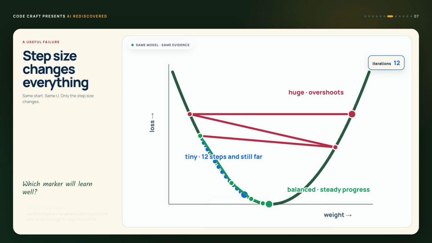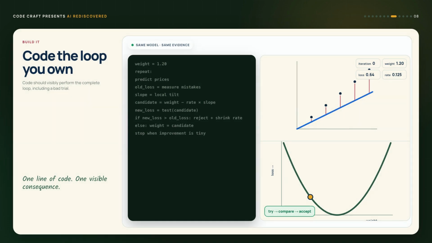The useful step is large enough to make progress and small enough to remain controlled. Now make the code repeat the mechanism you own. Start with a weight. Predict house prices. Measure the loss. Calculate the local slope. Propose a controlled update. Then run the loop again. Watch each code line change the same picture.